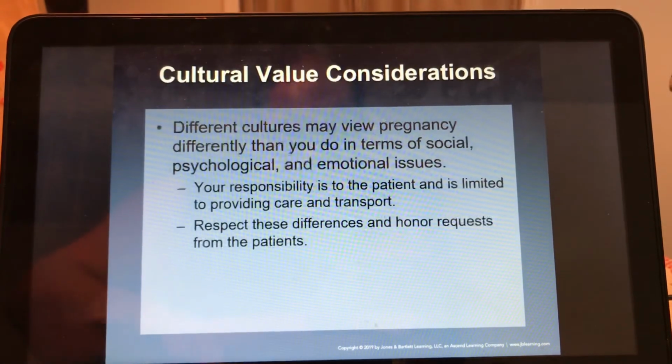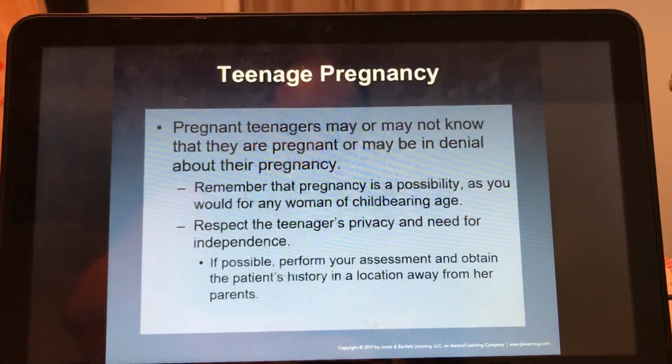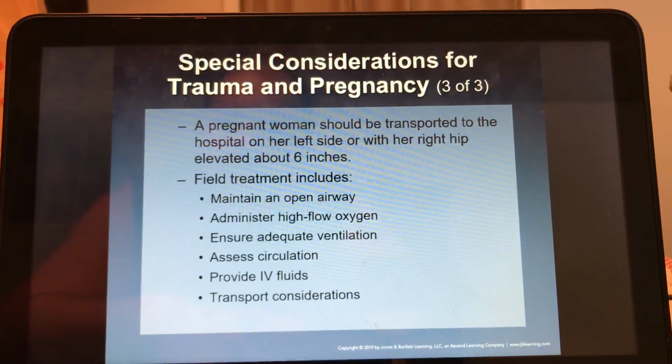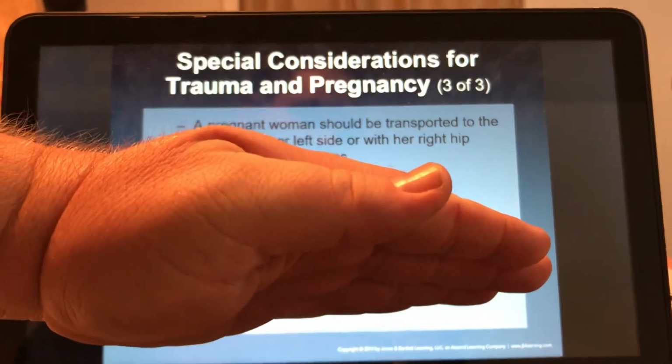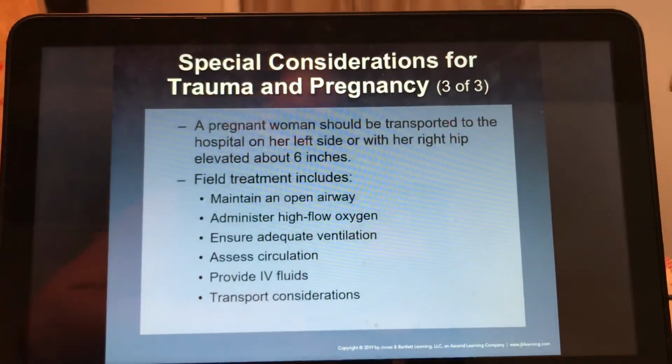Let's see. I'm going to try to skip ahead. No, it's not there. It's there somewhere, but basically tilt the backboard. If she's laying on it like this supine, tilt it over to the left. Same thing. Remember, mom's supposed to be in the left lateral recumbent position or laying on her left side. You can tilt it and you can make things so much better.